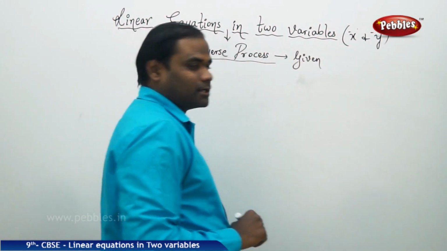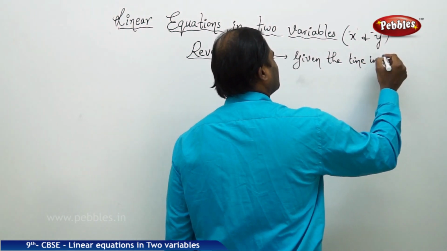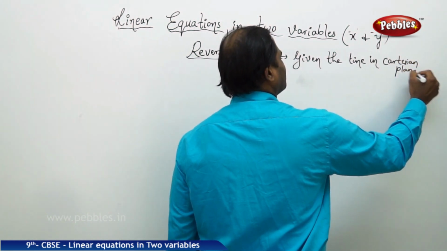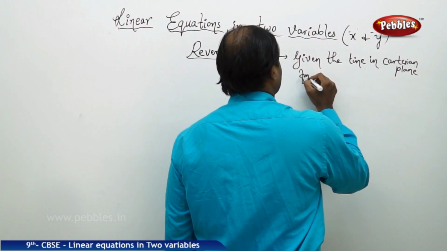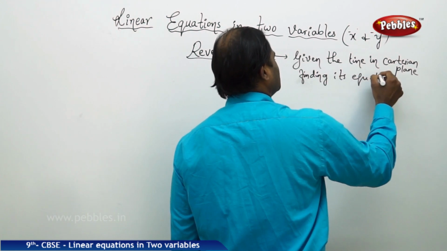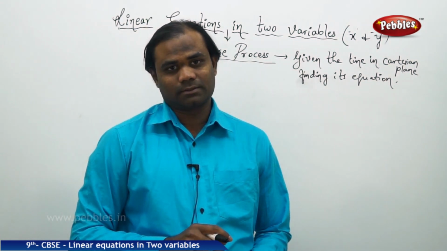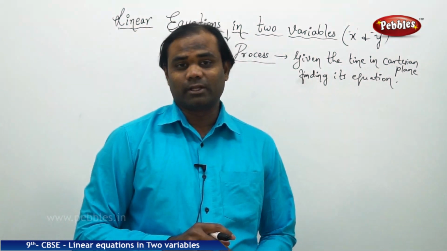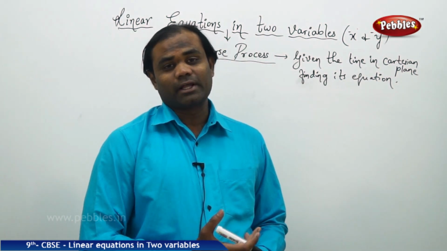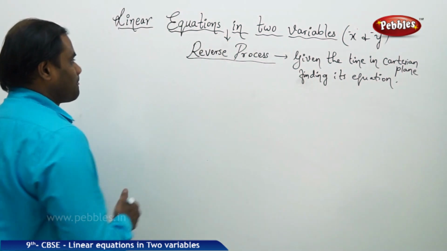The reverse process here is, given the line in the Cartesian plane, finding its equation is how we are going to identify through this. So let's see how we can identify the equation of the line through its line in the Cartesian plane. Let's see how we can investigate.